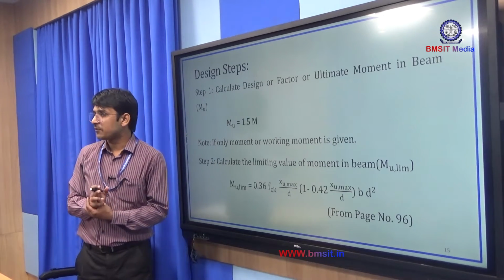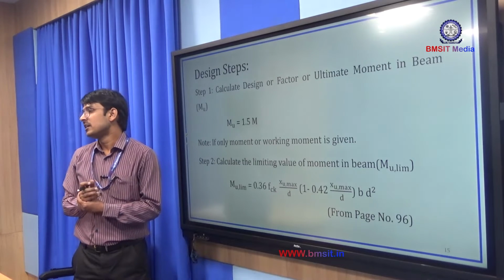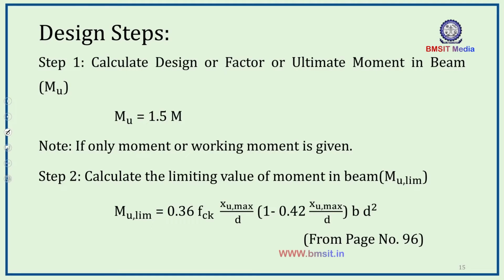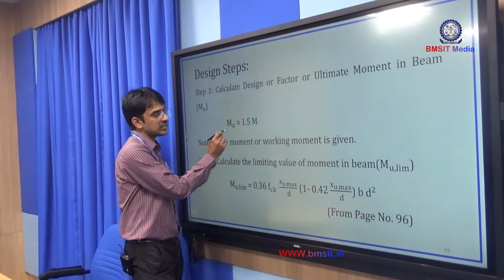So in the first step we require the ultimate moment. If the ultimate moment is directly given to you, then we will skip this step number 1. Or if only the maximum bending moment is given to you, then we have to convert that value into ultimate moment by multiplying by 1.5. So this is how we can calculate the ultimate moment. This is the first step.